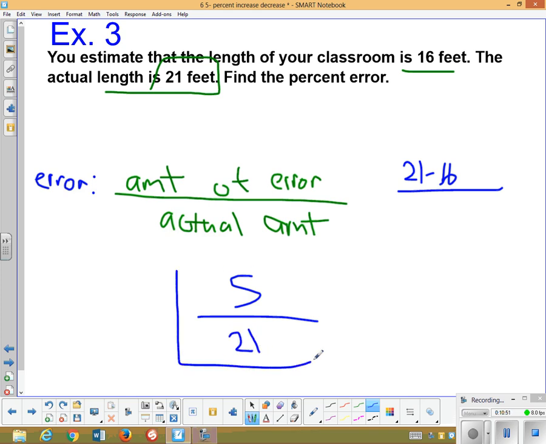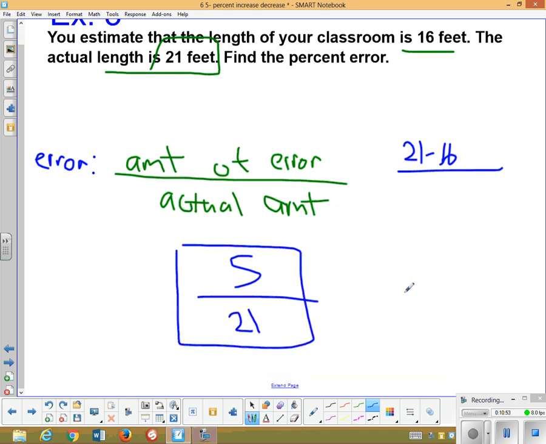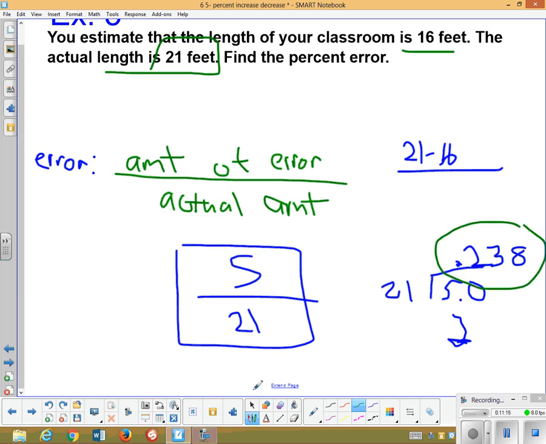So all I'm going to do is take 5 divided by 21 by doing top goes in, bottom goes out. And when I divide that, I'm going to get a total of 0.238. Now I didn't finish dividing the rest down here, but this is something that you can do. Finish the rest here, okay? So if I have a 0.238, what does that mean? That means that this is the decimal and I need to change it to percent.